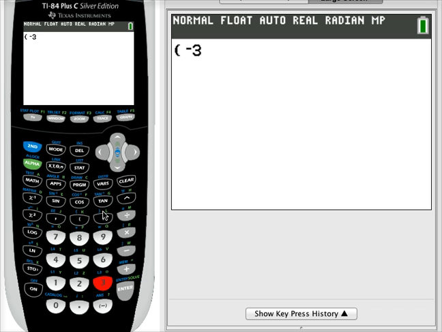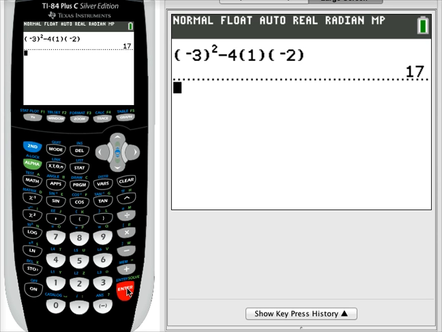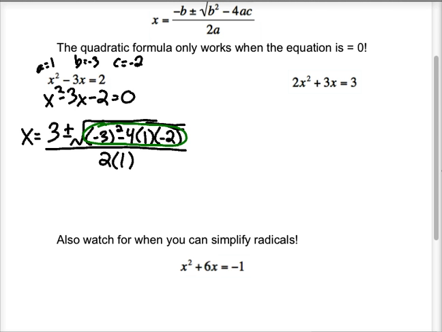B squared minus 4 times A times C. And that is going to give me 17. So 17 is that magic number inside my radical. And then on the bottom, 2 times 1 is just going to be 2.